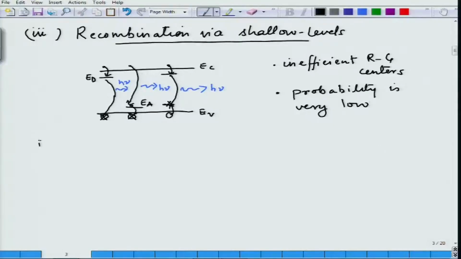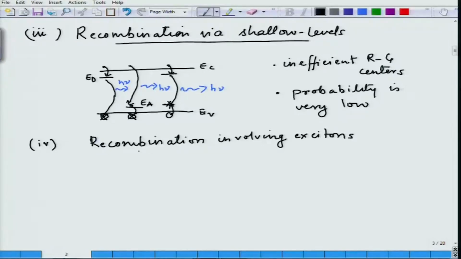Now in the same series, the next recombination mechanism is known as recombination involving excitons. Now again, before we explain this behavior, it is important to realize what excitons are.